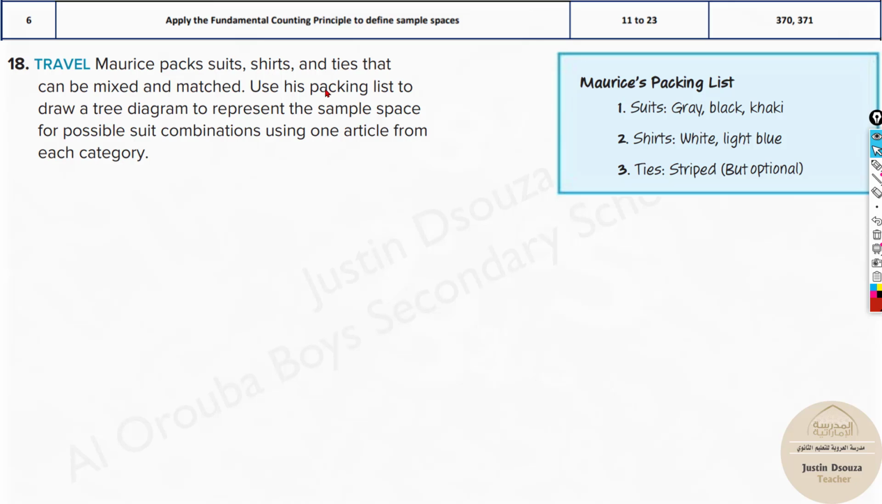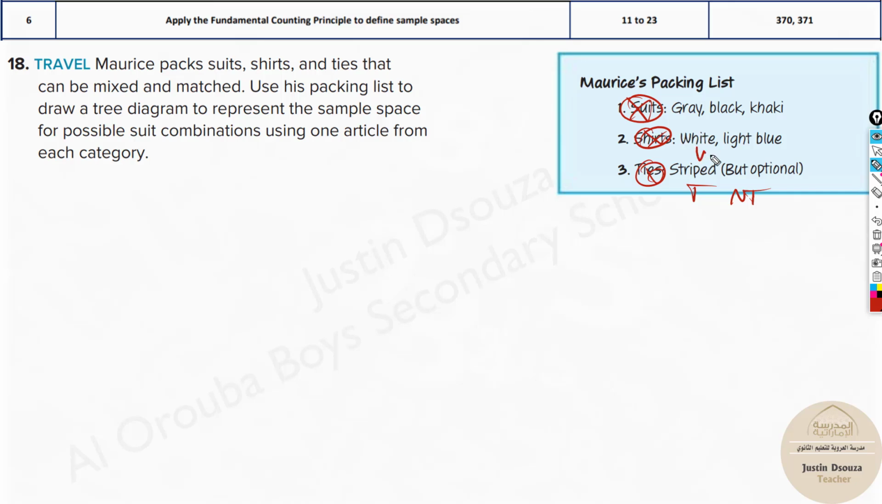Morris packs suits, shirts, and ties that can be mixed and matched. He uses packing lists to draw a tree diagram to represent the sample space for possible suit combinations using one article from each category. Now let's look at this. The number of suits is not to be added. It's gray, black, and khaki. Shirts are white and light blue. Ties are striped or optional. That means you can have a tie or no tie.